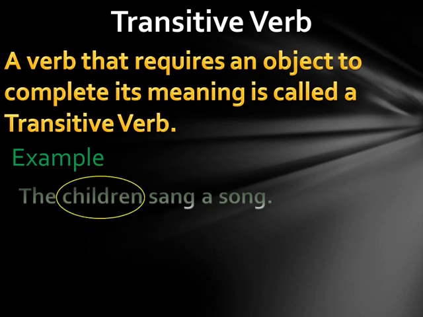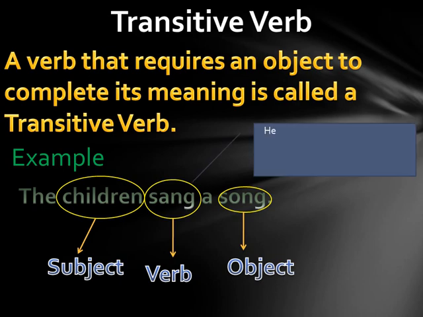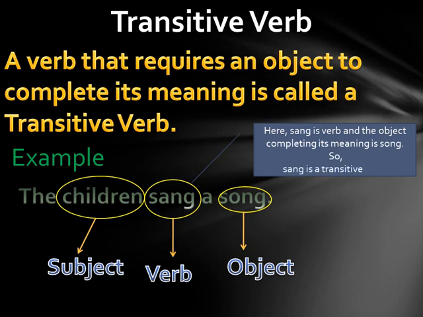In this sentence, children is subject. Sang is a verb. Song is an object. So here we clearly see that sang is a verb and the object completing its meaning is song. So we can say that sang is a transitive verb.